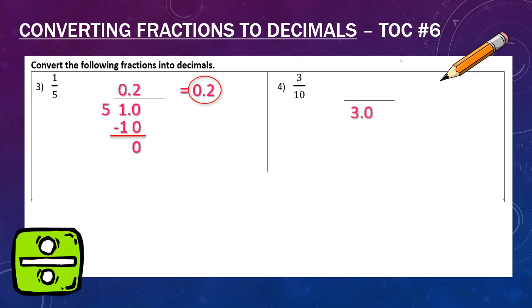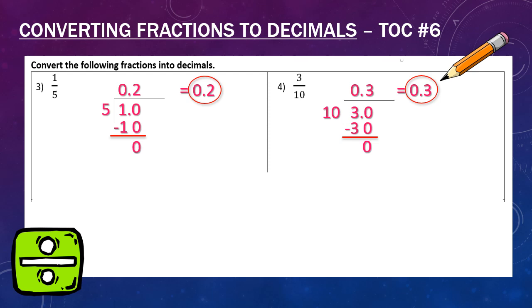3 is going to go inside your division house. 10 is on the outside. I'm going to go ahead and bring up a 0 and my decimal point, and now it's ready to divide. 10 goes into 30 3 times. 3 times 10 is 30. Subtract that, and you get a remainder of 0. Ding, ding, ding. My answer is 0.3, and this is what I was talking about.